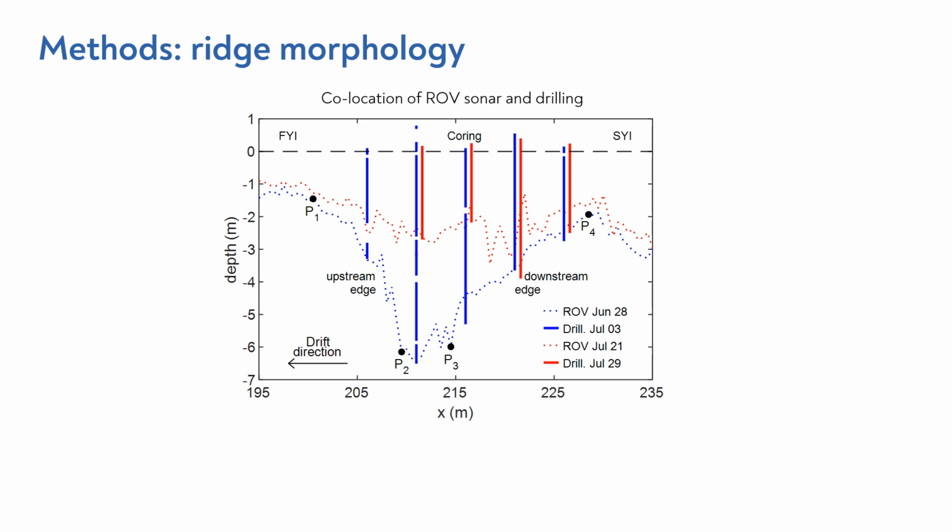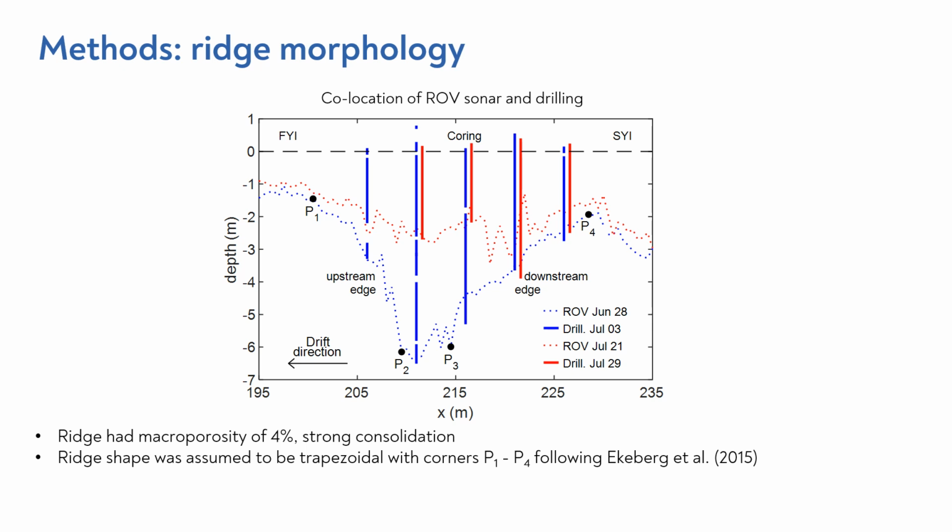Here you can see one of the ridge cross-sections with solid lines from coring and dotted lines from sonar, before in blue and after in red the melt observations. You can also see that the ridge was very consolidated, with only 4% of voids. We also see that the ridge melt was very heterogeneous, with point measurements from nearly 0 to over 3 meters for ice loss. To analyze the spatial variability of ridge cross-sectional melt, we simplified ridge cross-sections to trapezoidal shape, following the previous observations from Fram Strait.